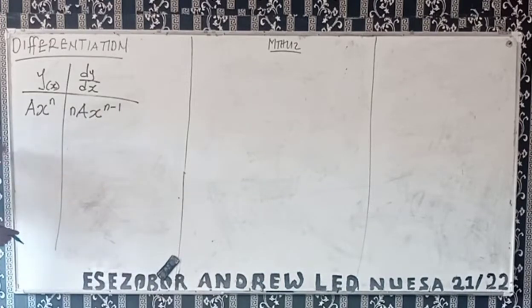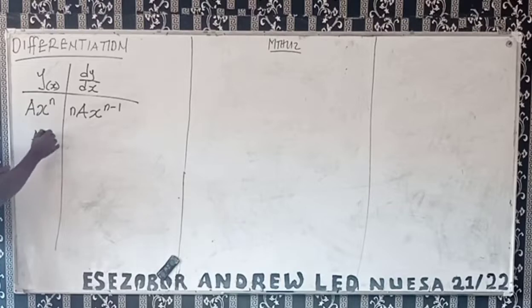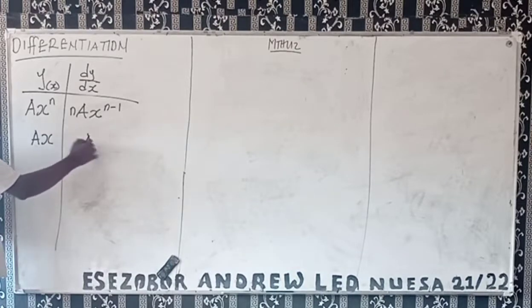That's how to differentiate something like this. You use the power to multiply the coefficient, and you remove one from the power. Then, what if I have just a times x, in which the power is 1? For example, what am I going to have? We are going to have just that a, which is the coefficient.